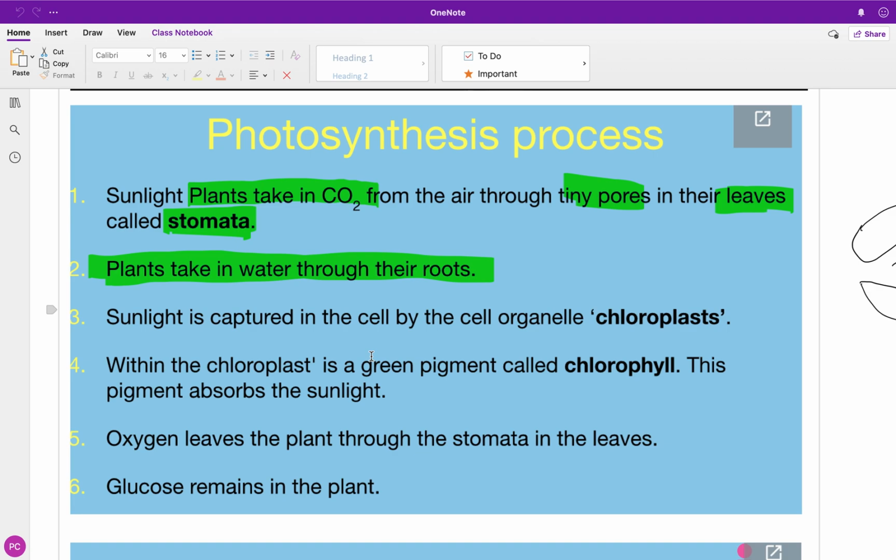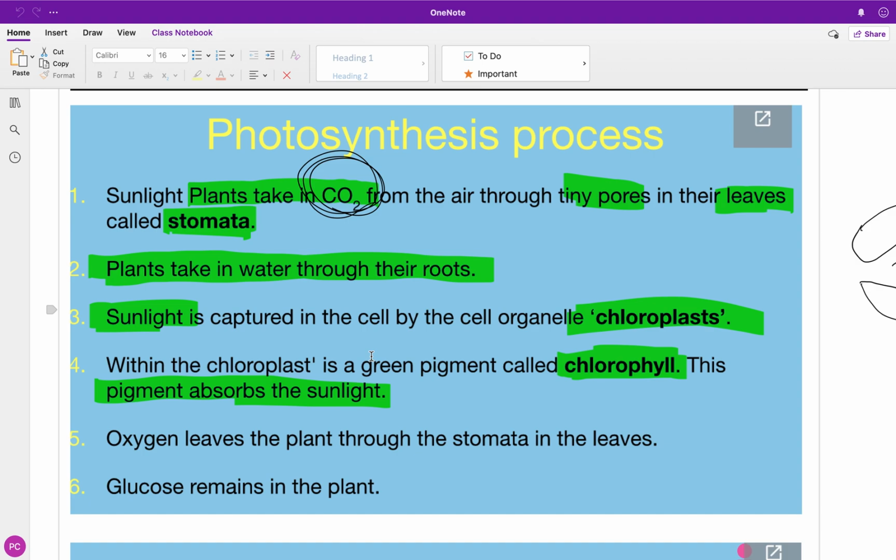Sunlight comes in through the chloroplast. This is where the chloroplast comes in. And inside the chloroplast, you have this chlorophyll stuff that we spoke about. This absorbs sunlight. So you think, what have we got now? Right, we've taken in the carbon dioxide through the stomata. We've taken in the water through the roots. We've taken in the sunlight through the chloroplasts. And that goes into the chlorophyll. Then we can have photosynthesis. So we have all the things we need.